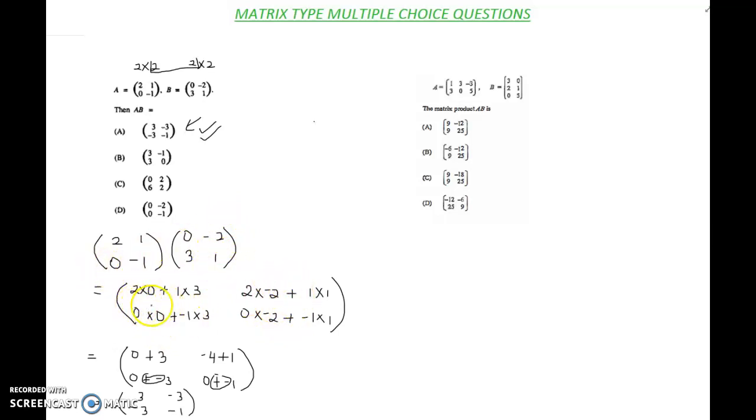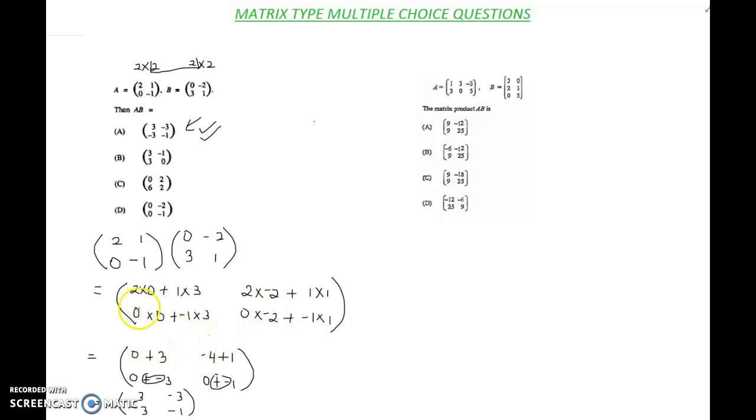Now if you look at it carefully, you can tell that once you do the first row, the second number usually repeats. You see how we got the 0 there, the 3 there, the negative 2 basically comes down, and the 1 there. That's just something to know, a little pattern to know about.